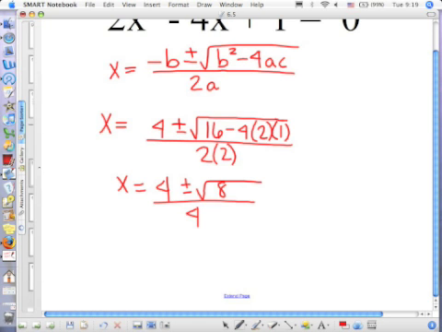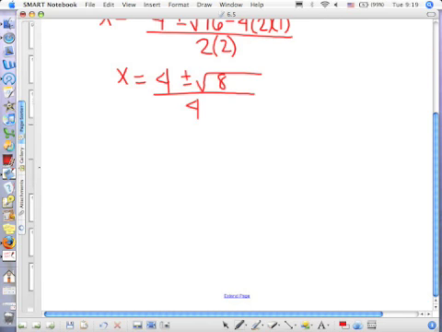Nick, what can I do with that? This right here, this square root of 8. You can reduce it to 2 square root of 2. Very good. It can be reduced to 2 square root of 2.